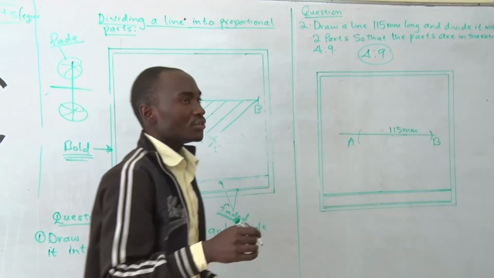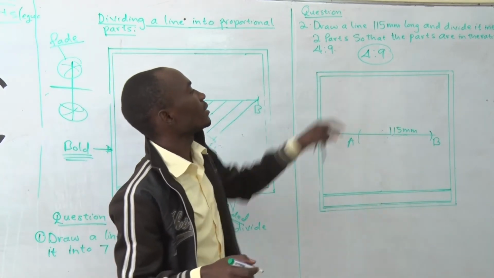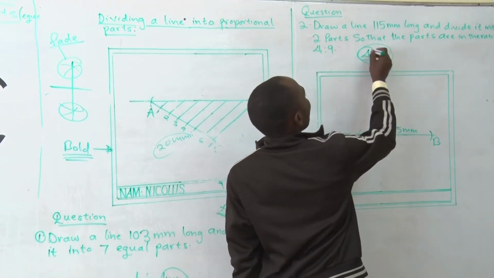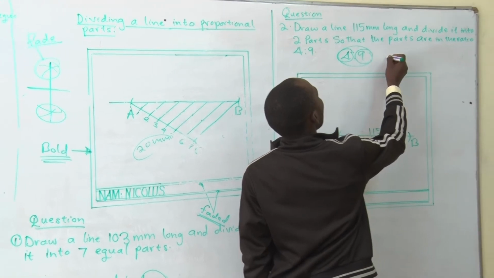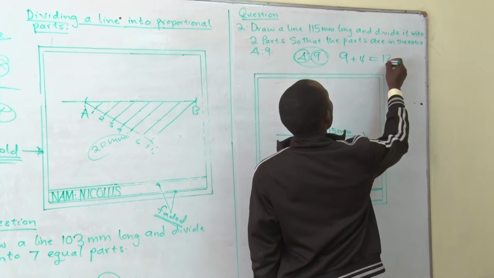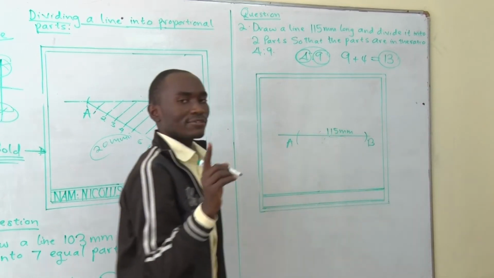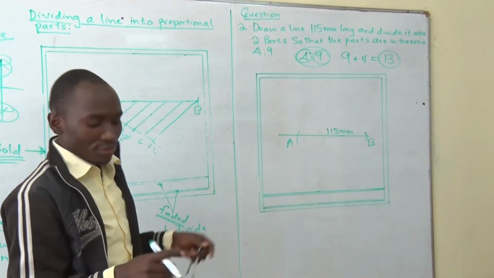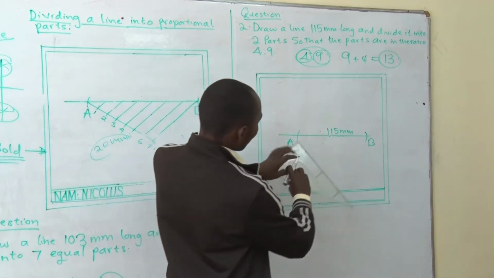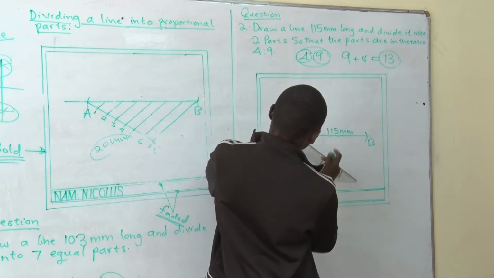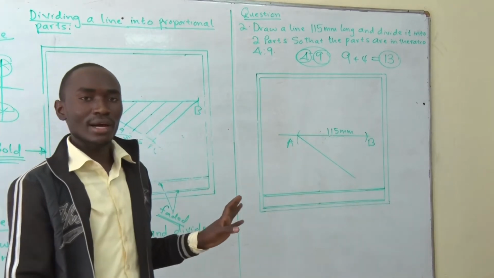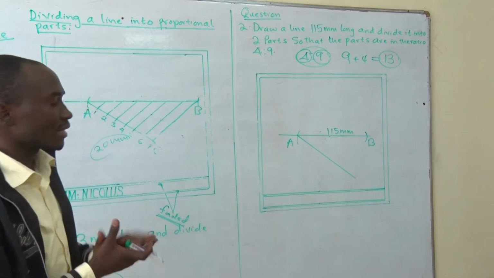To get 4 to 9, now you need to add these two ratios. You have been given 4 and 9, so 9 plus 4 will be 13. So what you need to do, again, you will take up your ruler like this, draw a line from this point, like that, at any given angle, as long as it does not exceed 60 degrees.